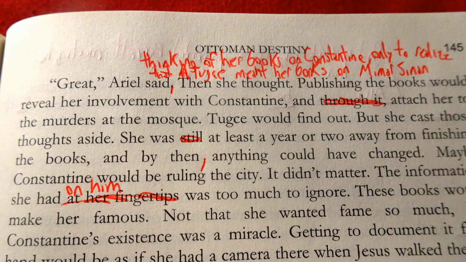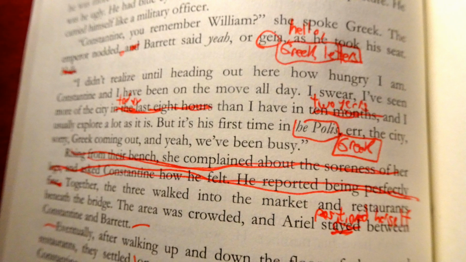I'm sorry. Moving on. Just because a couple images ago I was talking about the Greek lettering, I kind of want to change a few more of them.